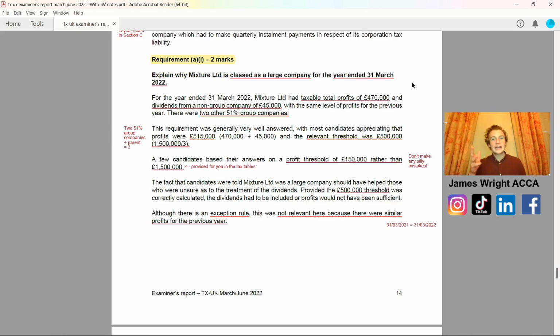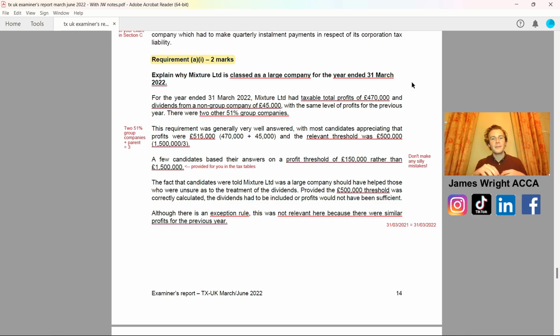We had on here a company classed as a large company, with taxable total profits of 470,000 and some dividends. So this is all about group companies and being over 51%. Key note to get down: we had two 51% group companies plus the parent, so that is where we had three altogether, and we had to adjust the 1.5 million relevant threshold for whether we need quarterly instalments. Don't make any silly mistakes on there.